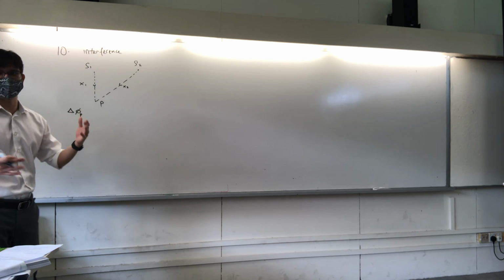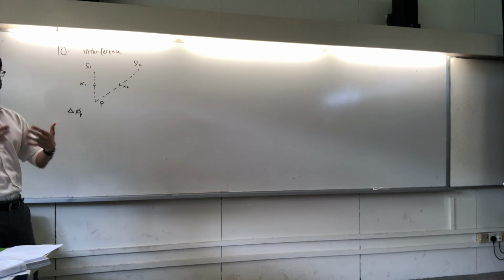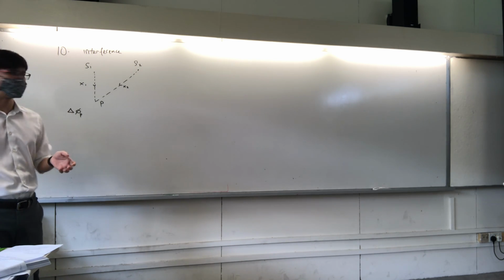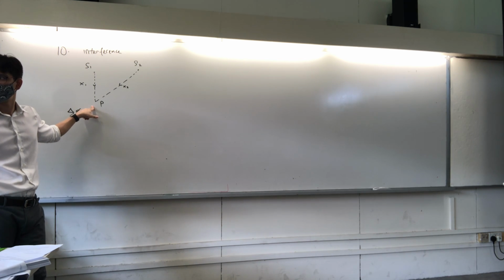That can tell you whether the amplitude will be double the amplitude, or 0, or somewhere in between. If it's constructive interference, you get double the amplitude. If it's destructive, you will get 0. If it's in between, you will get some number in between. So we need to find the phase difference. What determines the phase difference at P?